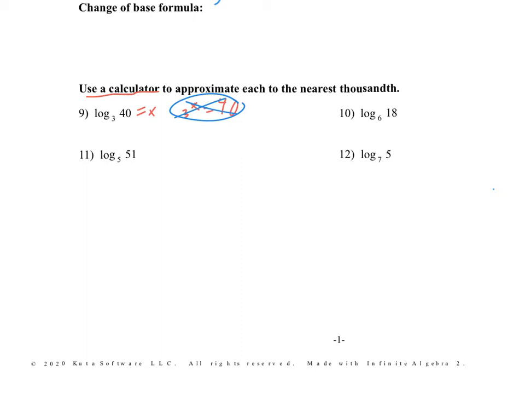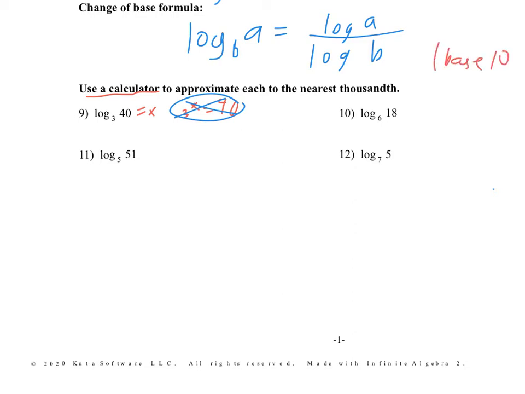So the change of base formula says that log base b of, let's call it a, equals log a over log b. And so you can see that we're putting both of these in base 10. Technically, you could use whatever base you want, but calculators by default always use base 10 because they just have the log button there.